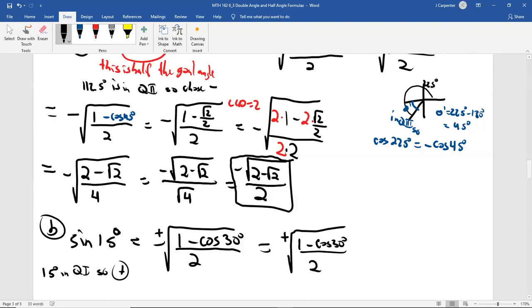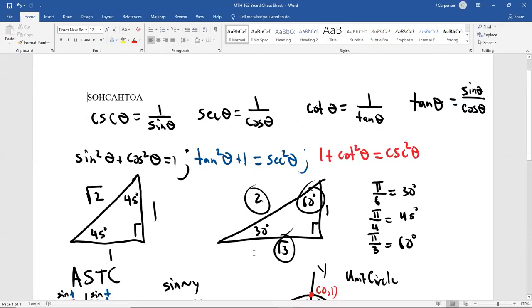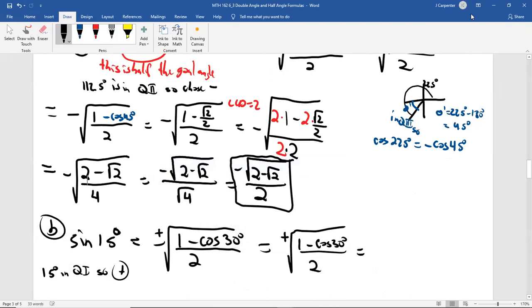Cosine of 30 degrees, we're just using one of those triangles we already know. We don't need a reference angle or anything like that. So 30 degrees is here. Cosine would be square root of 3 over 2. So that's the positive, which I'm not going to write anymore. 1 minus square root of 3 over 2, all over 2. And you got a square root inside of another square root, but we know that's not an issue.